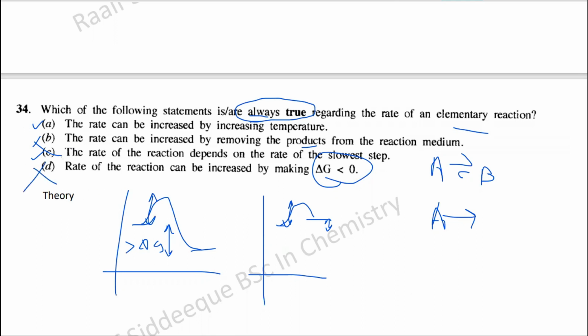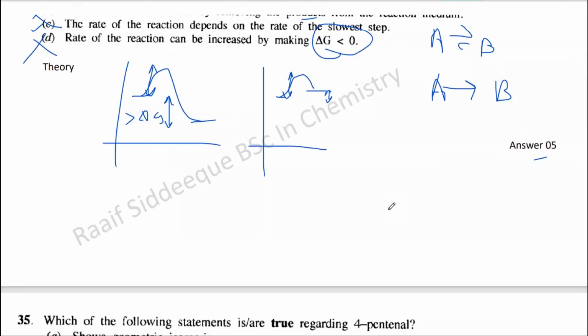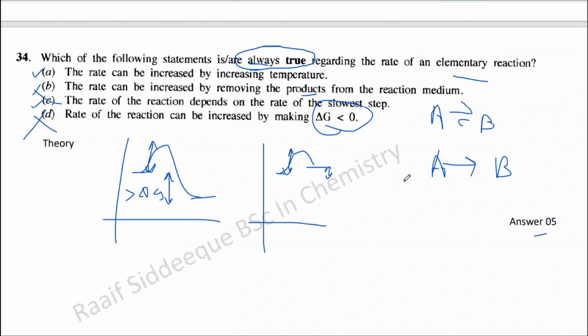So A and C are correct. That is why the answer is 5. In fact, you can automatically get that answer, even though you don't know about B and D, because when A and C are correct, it's always 5. Okay, so this is the explanation for this particular question.